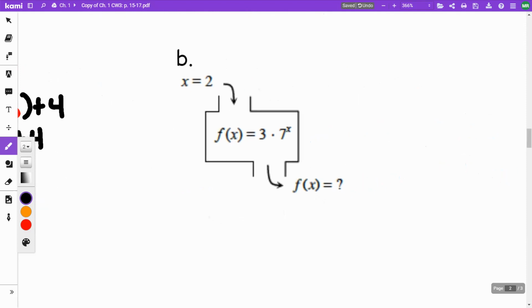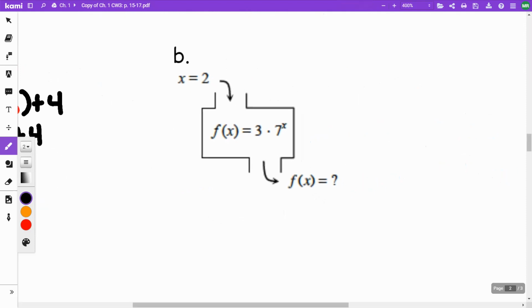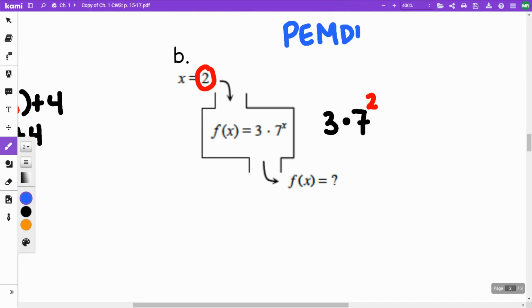On number 2, letter B, I'm putting in a 2. So this is asking me to do 3 times 7 to the power x. And in this case, my x is a 2. So that means I'm going to do a 7 squared. Now you have to be careful with this. You have to do order of operations, PEMDAS: Please Excuse My Dear Aunt Sally. We do parentheses first. I don't have any parentheses. Then we do exponents, so I have to do the 7 squared first.